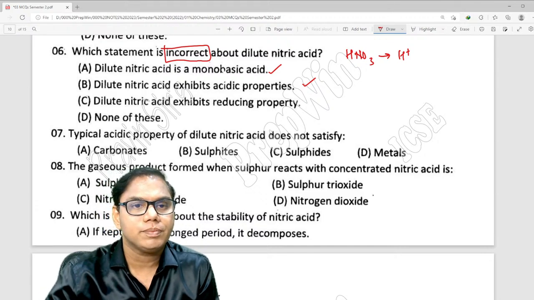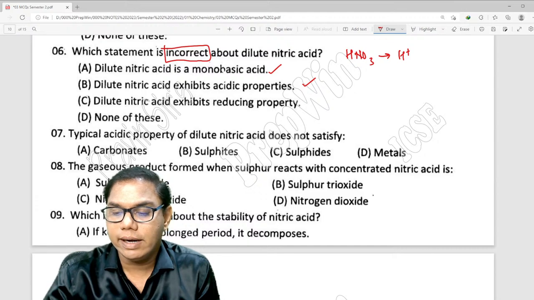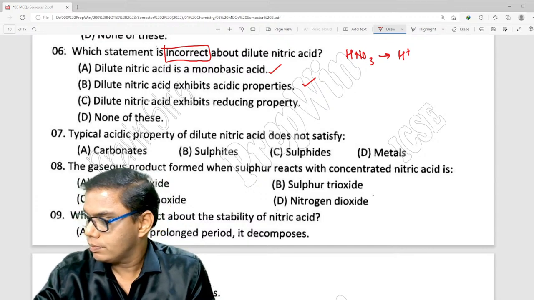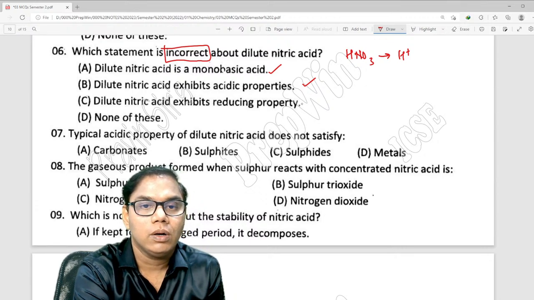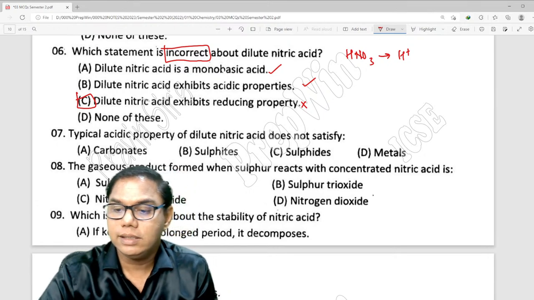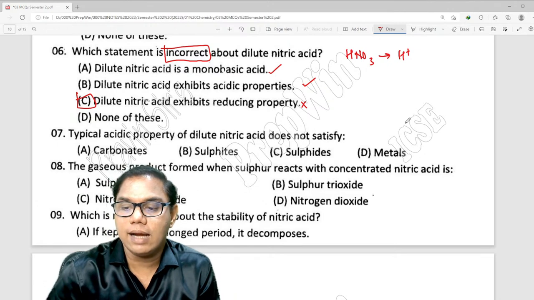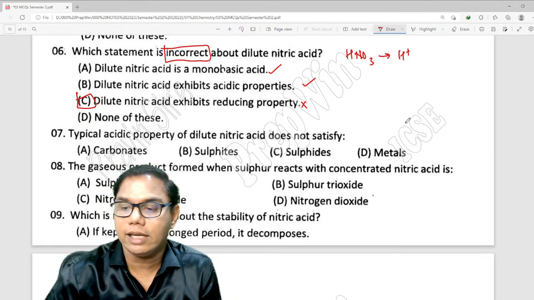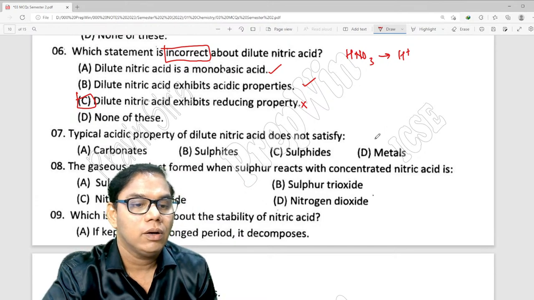Does it show a reducing property? We want to find the incorrect one. Is it a reducing agent? The answer is no, so this is incorrect. C is incorrect. Kartik Yadav has given a detailed explanation and his explanation is absolutely right.